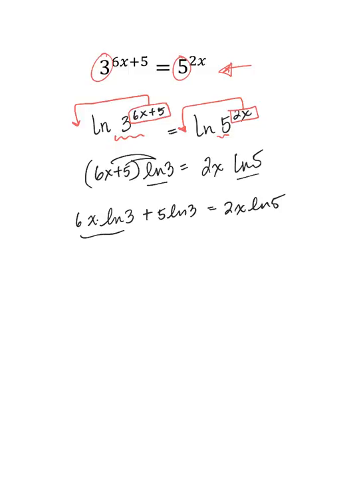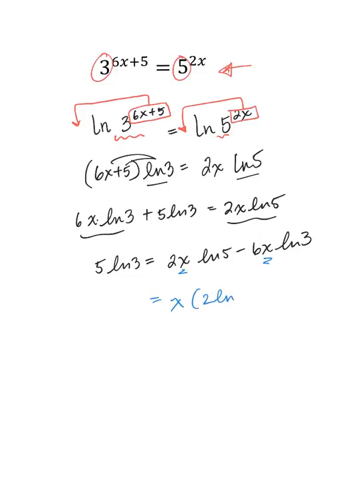So I want to put my terms that have x all on the same side. So we're going to have 5 natural log of 3 equals 2x natural log of 5 minus 6x natural log of 3. Since these both have x, I'm going to factor that out so that I can try and solve for x. So this is x times 2 natural log of 5 minus 6 natural log of 3, because I took the x out. And so the last thing would be to divide by 2 natural log of 5 minus 6 natural log of 3 on both sides.